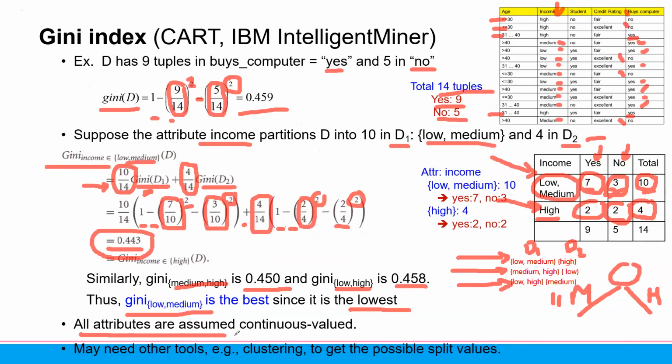All attributes are assumed. Sorry, this one should be categorical value. Sorry, forgot to change. All attributes are assumed categorical values. Okay. For the continuous values, we will have another way to make this one. Yeah, we can use also the Gini for the continuous, but there is another way. And we may need another tool, for example, clustering, to get the possible split values. It is for the continuous values.